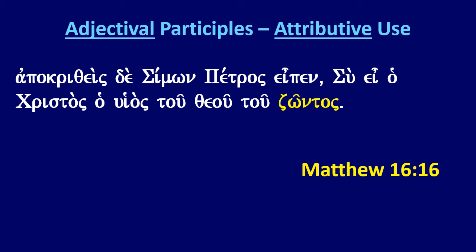Just like tou theou is masculine, singular, in the genitive case form, because zontos is functioning adjectivally here, modifying theou, it also is in the same gender, the same case form, and it is singular as well. So zontos is the present active participle form of zao, I live. But here it's in the genitive case, masculine gender, and singular in order to modify tou theou. So those are two examples of participles that are adjectival. They both are preceded by articles, and so therefore they're not adverbial participles, and they're functioning attributively rather than substantively.